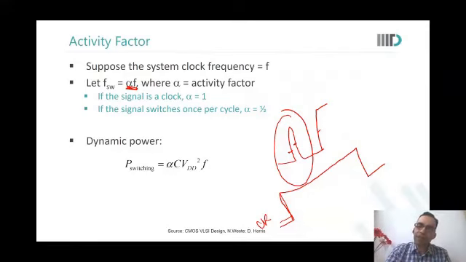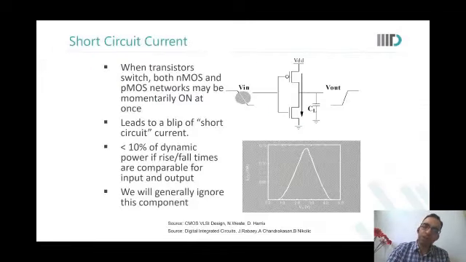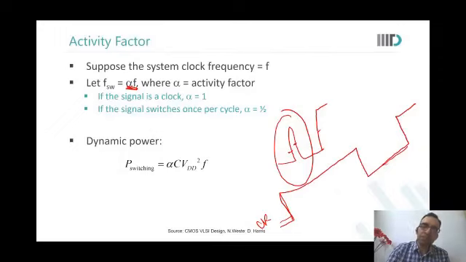For a clock, we say the activity factor is 1. A clock has 2 transitions in a clock period. So every transition is 1 by 2. If I say alpha for a clock is 1, then alpha for a signal which is transitioning only once would be half. And if there is a signal which is transitioning thrice because of a glitch, alpha would be 3 by 2.